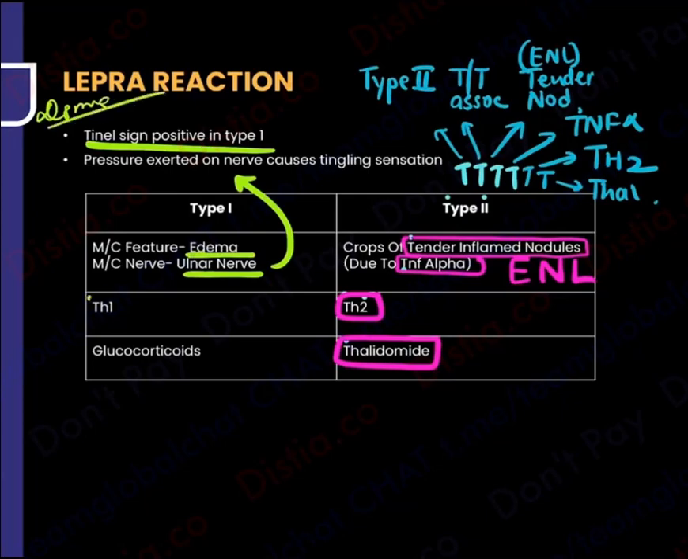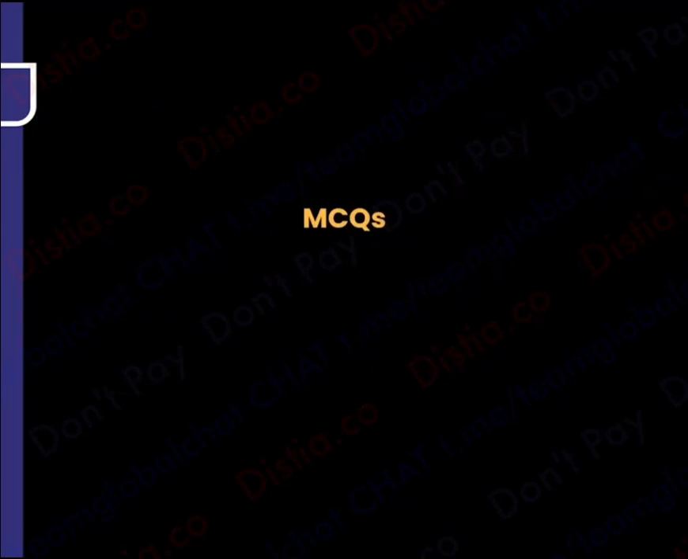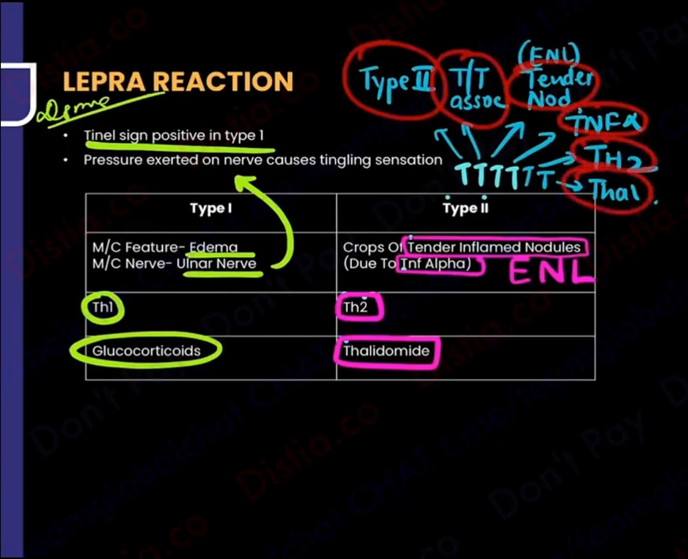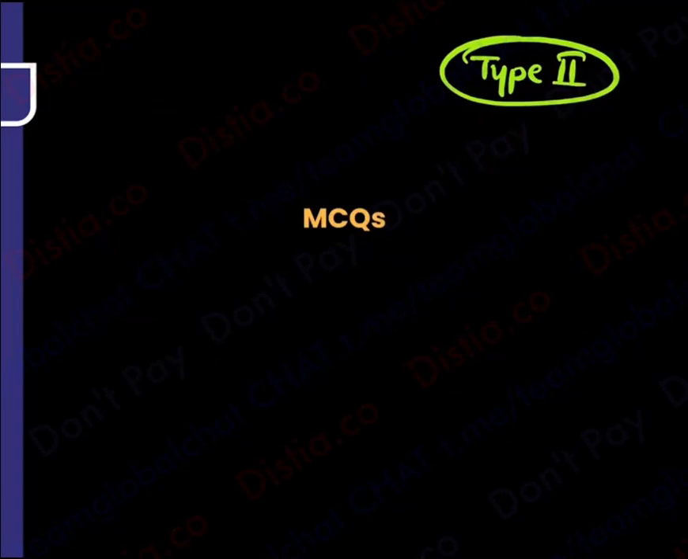And finally, this will not be TH2. This will be TH1, and you will not be treating it with any thalidomide. You will be treating it with steroids. So a simple way of learning was that everything to do with type 2 had to be 2, 2, 2, 2. Okay? Simple. Type 2, treatment associated, tender nodules called erythema nodosum leprosum because of TNF alpha, TH2 response, thalidomide treatment.